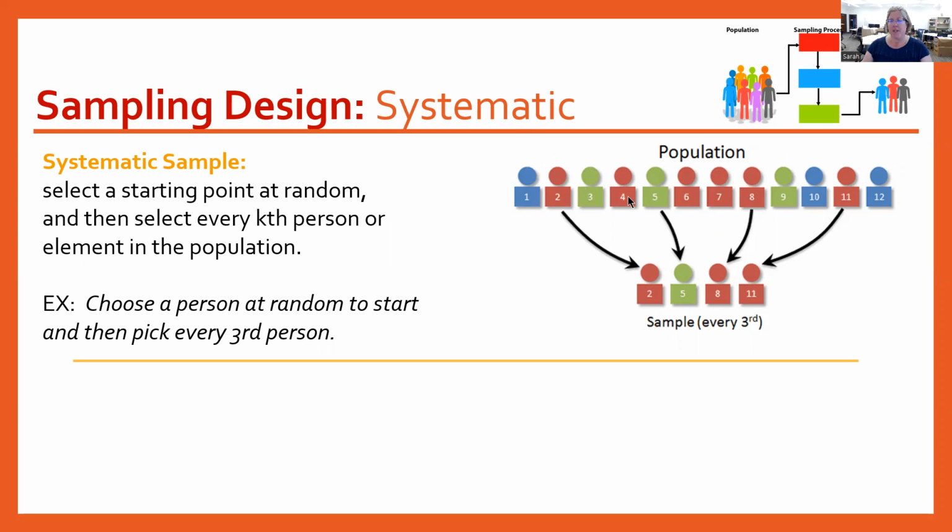So if I go 1, 2, 3, that gives me person 5. 1, 2, 3 gives me person 8. 1, 2, 3 gives me person 11. And you would just continue that process until you get through all of your population.